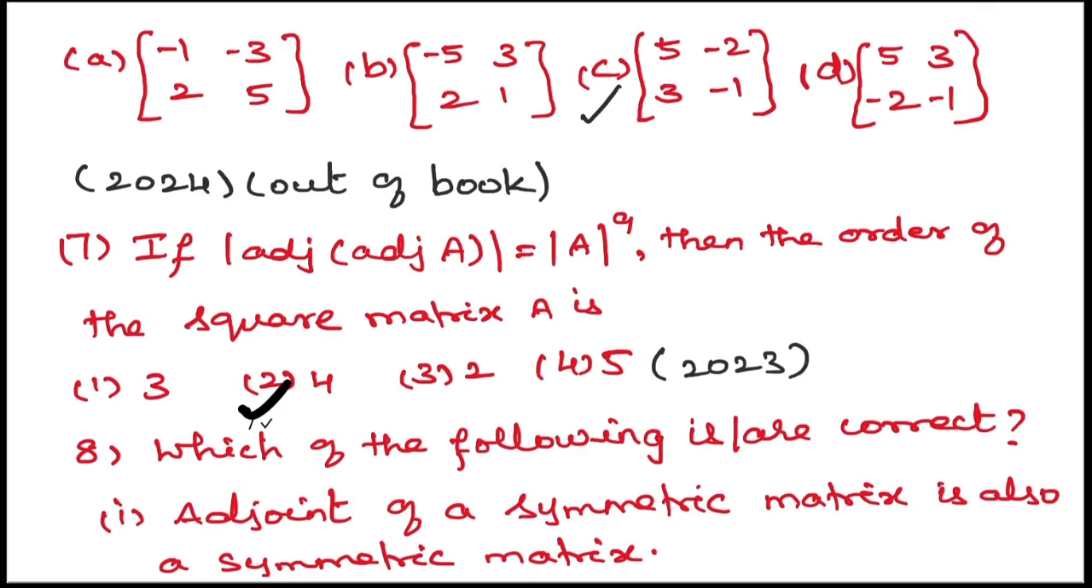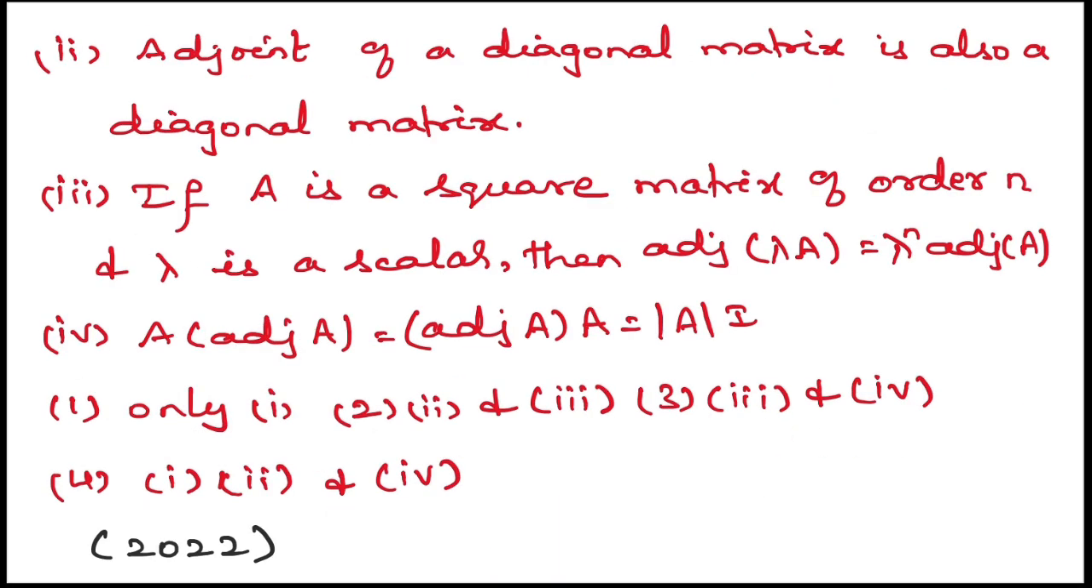Next question is, which of the following are correct? You have 4 options here. The answer is option 4, 1, 2 and 4. Because third one is adjoint of lambda A is equal to lambda power n minus 1 into adjoint of A, not lambda power n. Since it is given as lambda power n, third one is not correct. So this question is asked in 2022.